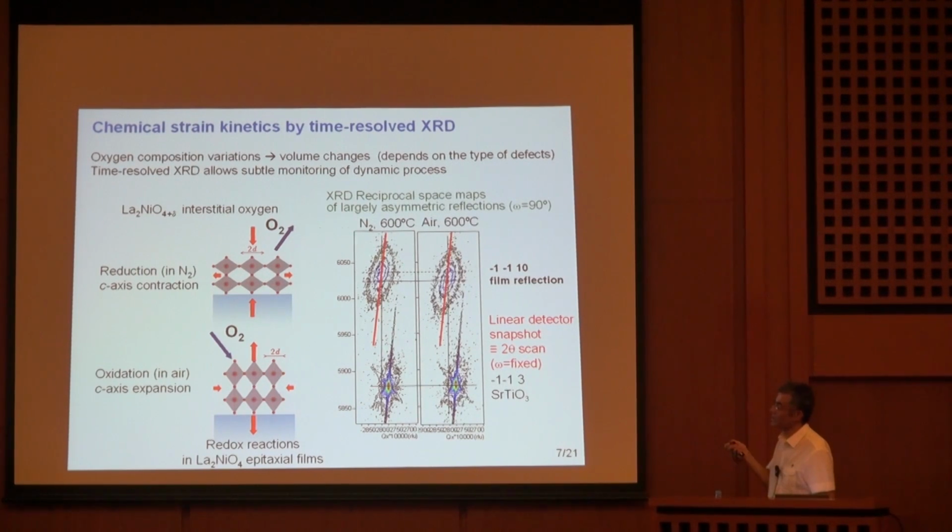One of these maps takes some time to be recorded, to be measured, but for certain reflections, you can have a simple 2 theta detector scan. If you are in a particular reflection which is very asymmetric, you can perform almost a vertical scan. So it follows perfectly the C-axis variation. And this you can do very fast, with an X-ray diffractometer.